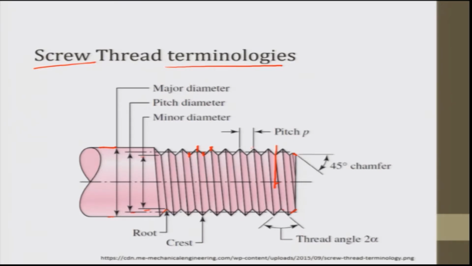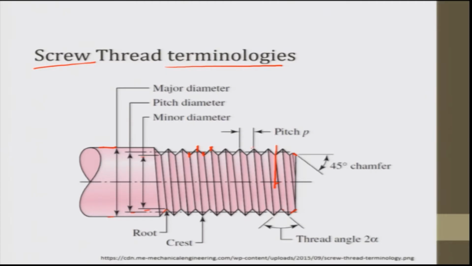So, the depth of thread is the distance between the crest and root, and major dia is an imaginary largest dia of the thread. Then minor dia is the imaginary smallest dia. Pitch dia is a theoretical dia between the major and minor diameters.